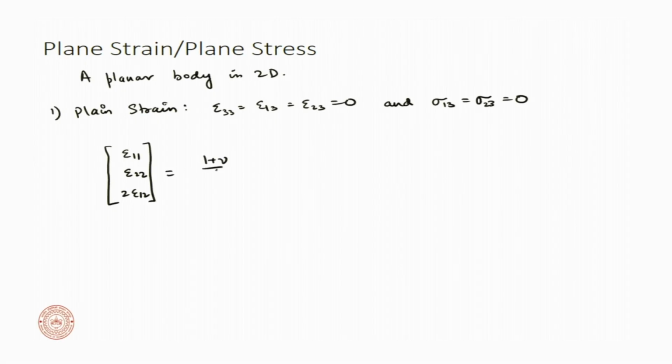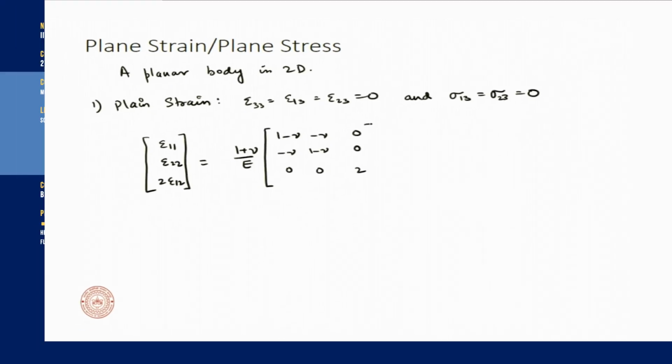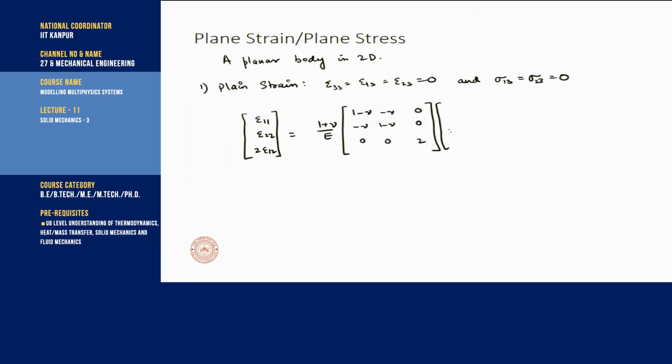equals (1 plus nu) over E, times the matrix [1 minus nu, minus nu, 0; minus nu, 1 minus nu, 0; 0, 0, 2], times sigma 1 1, sigma 2 2, sigma 1 2. And if there is any thermal consideration, so thermal strain alpha delta T, 1 1 0.